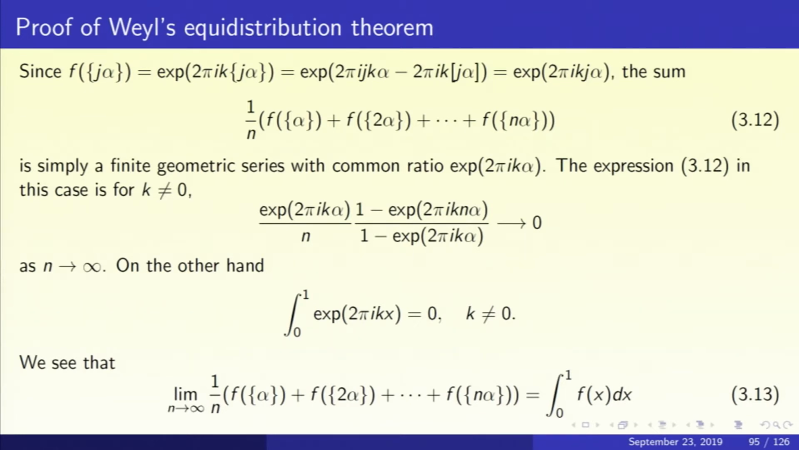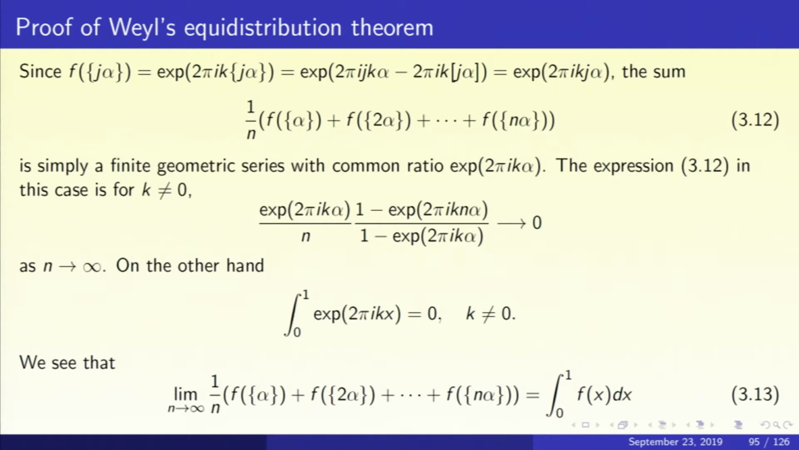So you simply get f of {j alpha} is simply exponential of 2 pi i kj alpha, and so the Cesaro sum 3.12 is simply a finite geometric series with common ratio exponential of 2 pi i k alpha. Now let us assume k is not 0, because if k is 0 the common ratio is 1, and let us assume that the common ratio is not 1, and we know how to compute the sum of a geometric series. It's a very easy and very elementary thing, and so the Cesaro sum 3.12 when k is not equal to 0 becomes exponential of 2 pi i k alpha upon n into 1 minus exponential of 2 pi i k n alpha upon 1 minus exponential 2 pi i k alpha, and this evidently goes to 0 as n tends to infinity. That's very trivial to check.